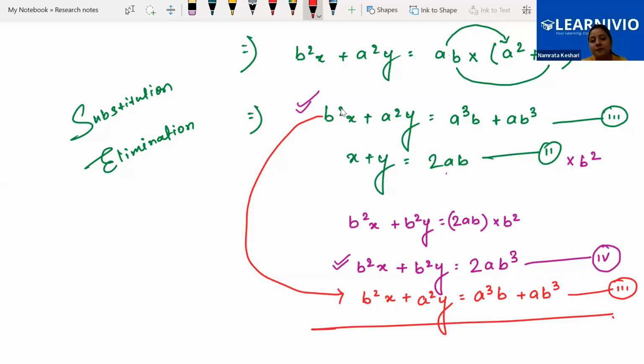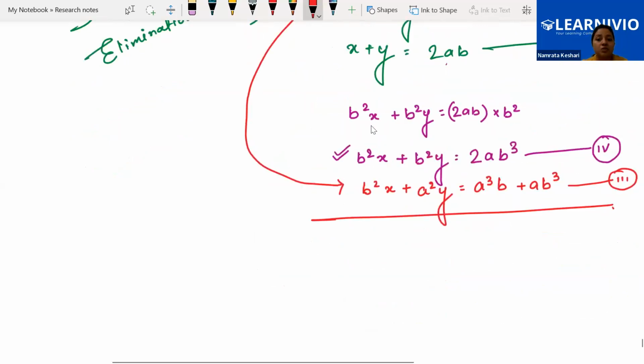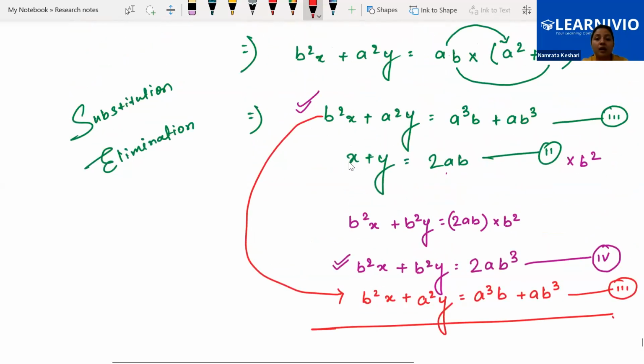What to do for eliminating the variable? Subtraction, ma'am. Subtraction, perfect. We will subtract these two equations. So Harshit, at first we need to make any one of the variables same. Ziana said that we can multiply by b square. Yes, that is one of the ways of doing it. Another way is we can also think about multiplying equation number 2 by a square. That way we could have made the y coefficient same, and by doing the subtraction, we would be able to eliminate the variable y.